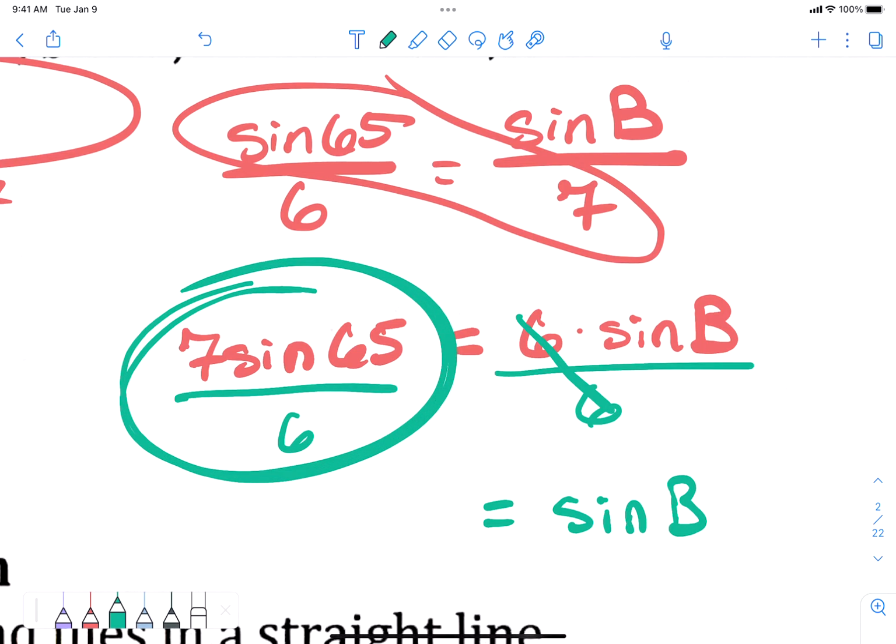Figure out what that is. You want to do it all in one shot? That's fine. Mr. Muth says do it all at once. And I understand why he says that, and I'll show you why here in a second. Rounding.